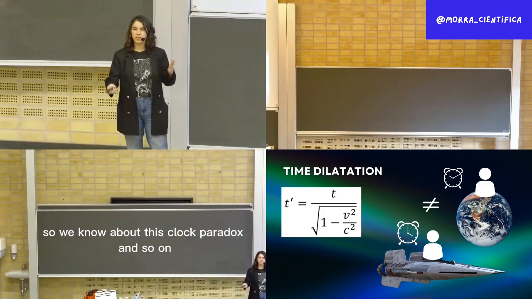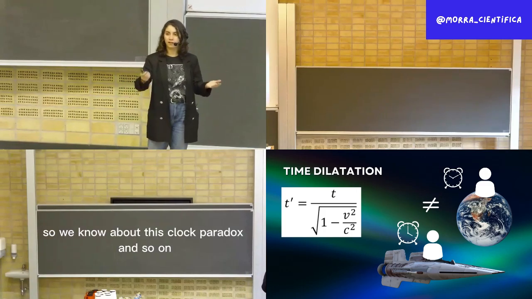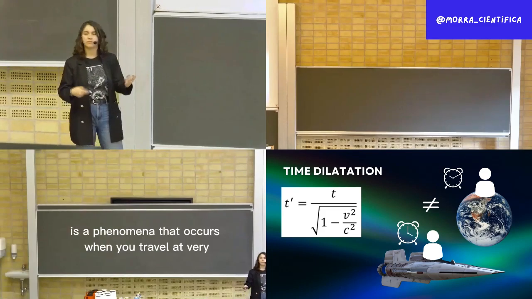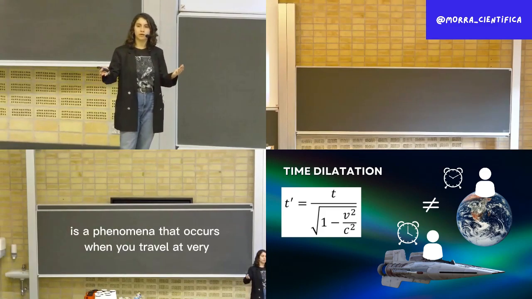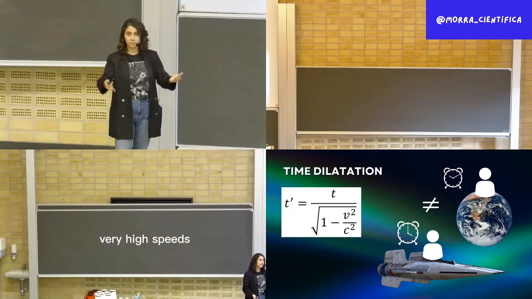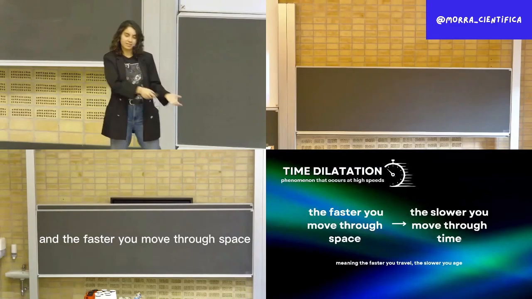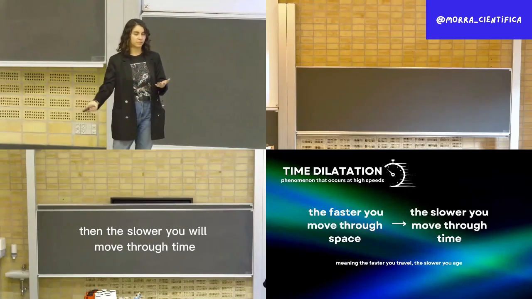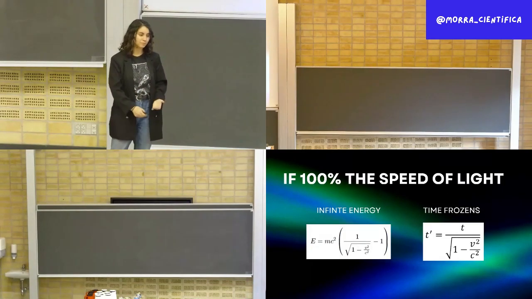So we know about this clock paradox and so on. Basically, time dilation is a phenomenon that occurs when you travel at very, very high speeds. The faster you move through space, the slower you will move through time. This is the basic concept.